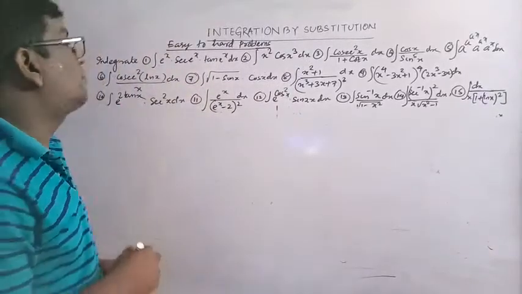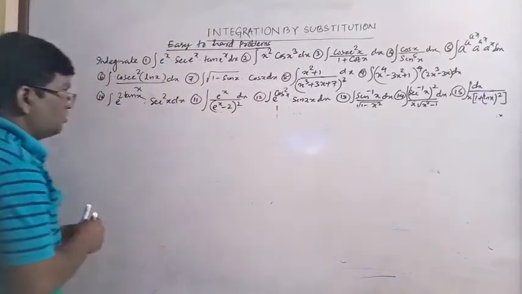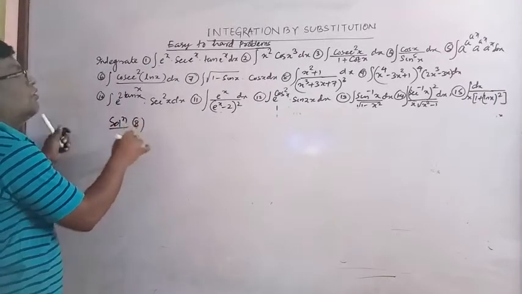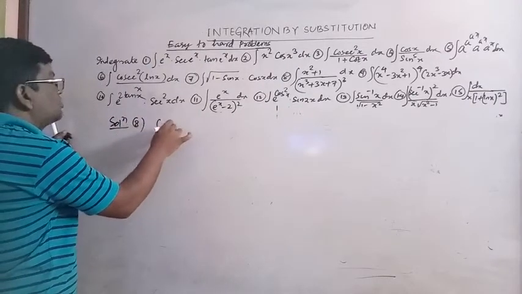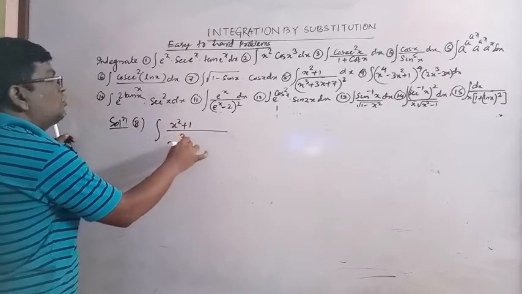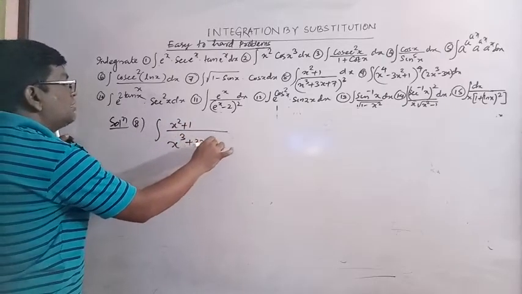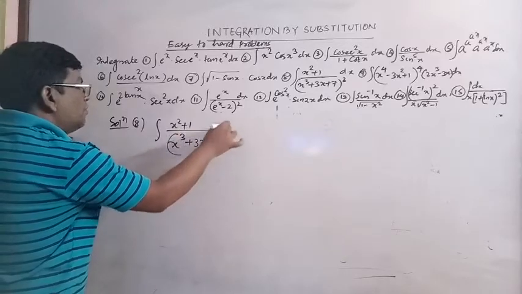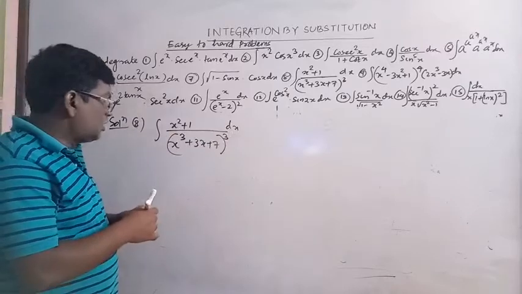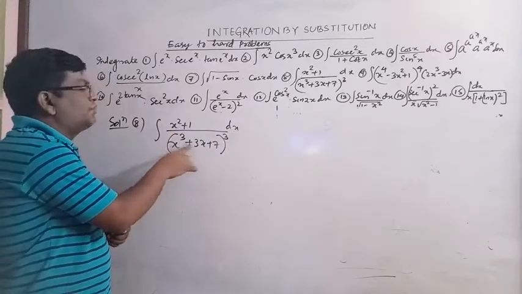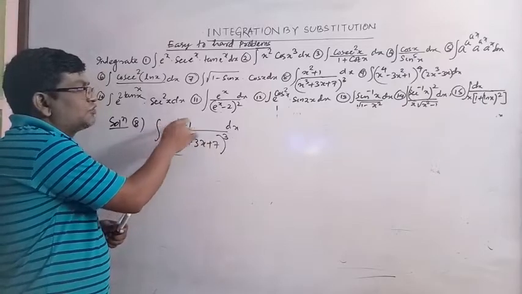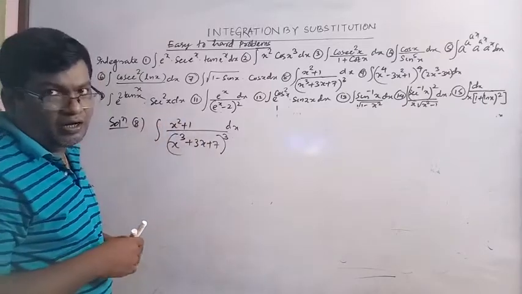Now solution of question number 8. What is question number 8? This is x square plus 1 divided by x cube plus 3x plus 7 whole cube dx. What is the derivative of x cube? 3x square plus 3. So take common 3, and x square plus 1 terms occur.